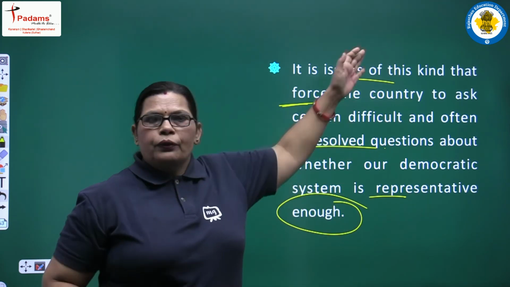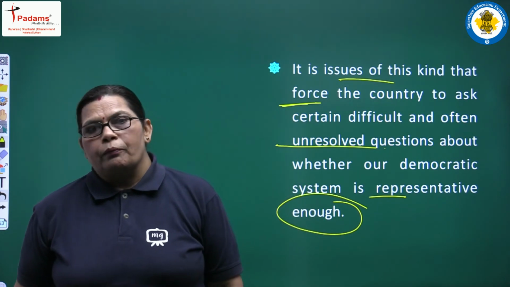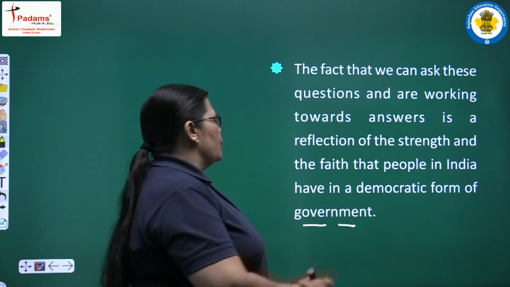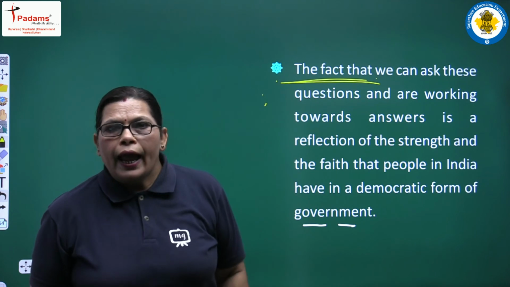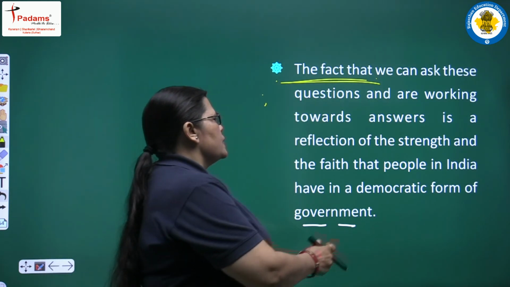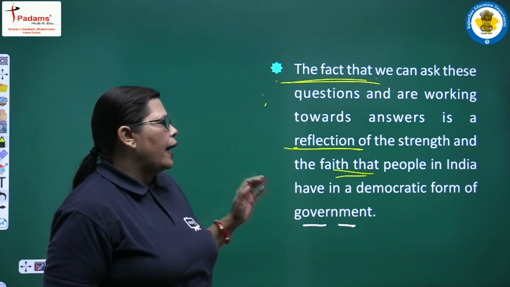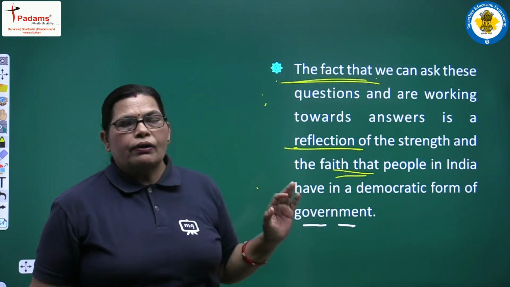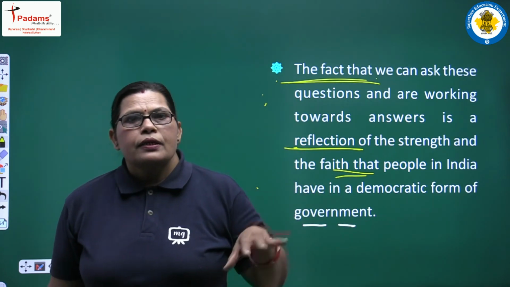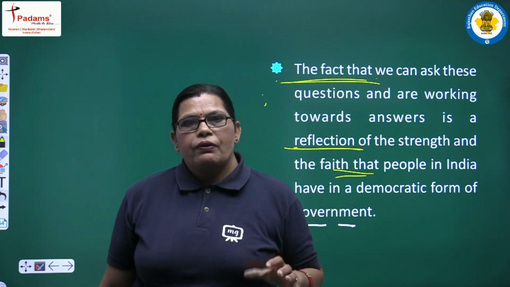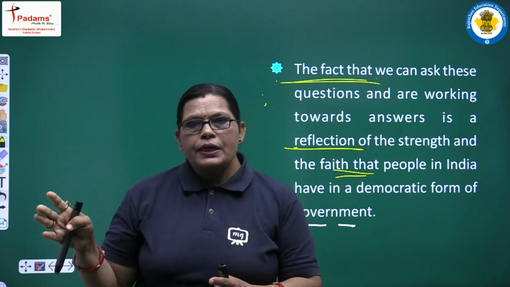Yes, this is the main question that arises here, and we have to think about this. The important thing we have to discuss is that the fact that we can ask these questions and are working towards answers is a reflection of the strength and the faith that people in India have in a democratic form of government. So the concept here is that in the parliament, what happens, students? With Lok Sabha, with Rajya Sabha, we have our members of the parliament.